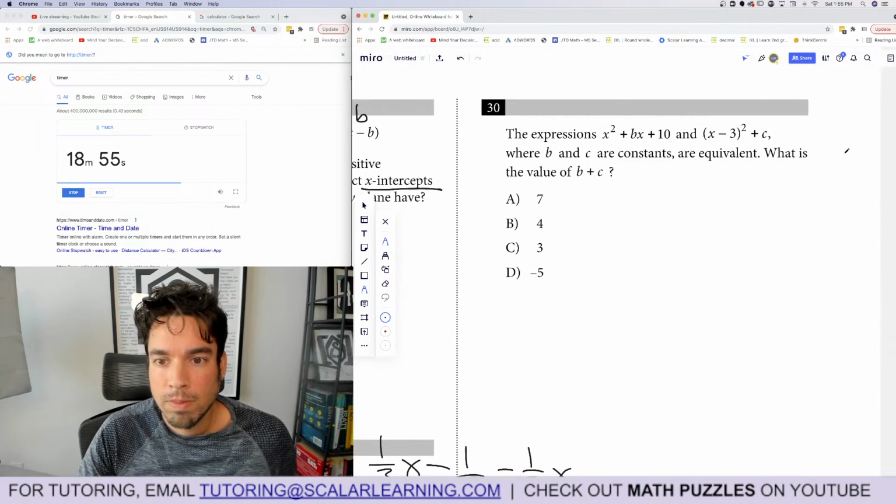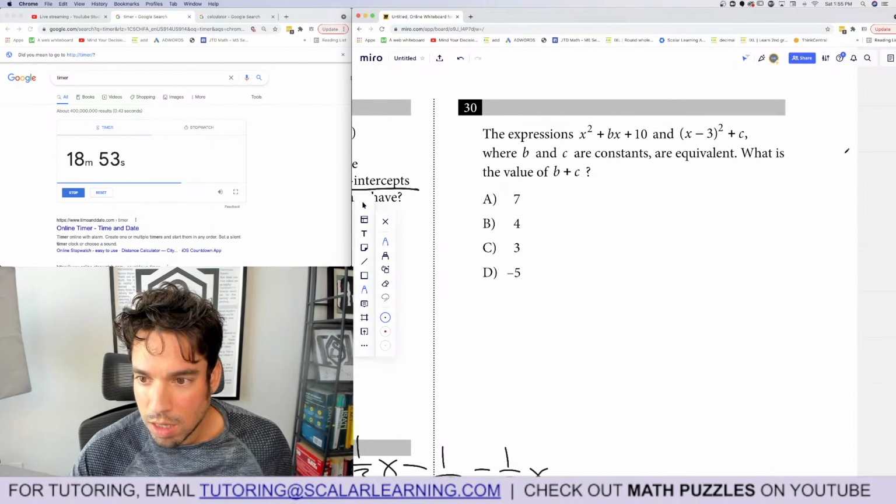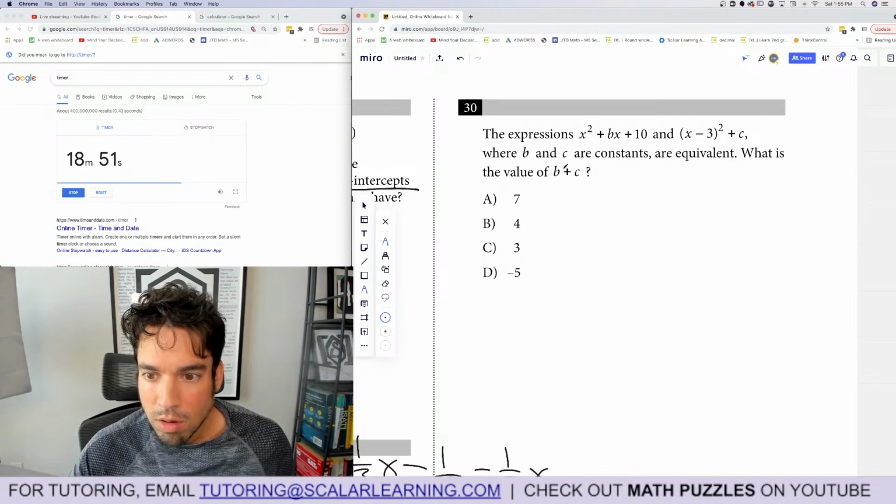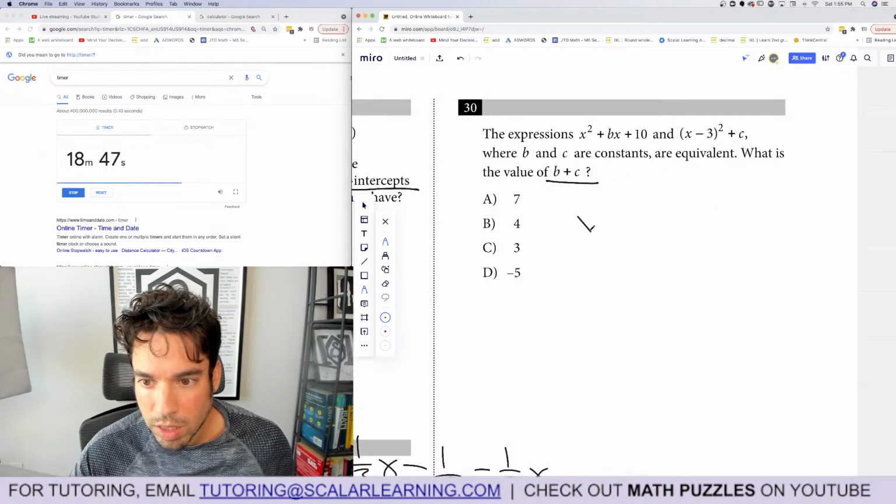No solution. The expression x squared plus bx plus 10 and (x minus 3) squared plus c, where b and c are constants, are equivalent. What is the value of b plus c? Oh, they're equivalent, a.k.a. set them equal to each other.